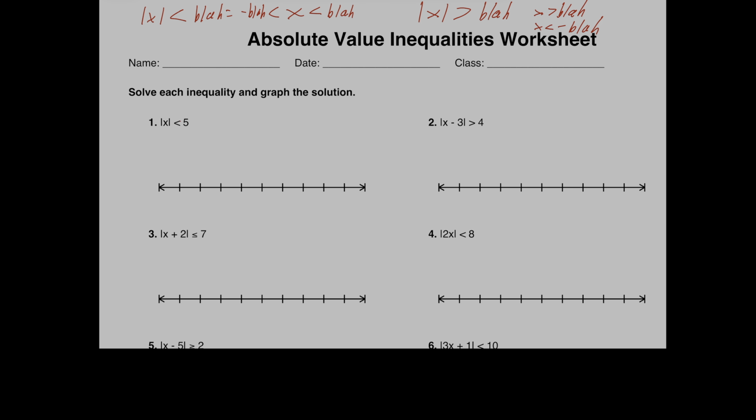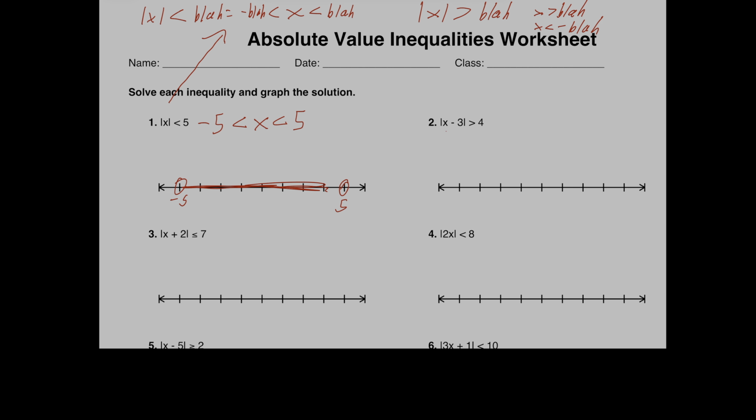Okay, so I have an absolute value of x, and it's a less than. Well, if it's a less than, it's going to fit this model. My blah is 5. So I'm going to write an x, and I'm going to go less than like this. And now, there's my blah, there's my negative blah. Guys, it's that simple. You just need to know how to plug it in. I'm just going to call this a negative 5. I don't think I have 10 numbers here. I'm going to call this 5, whether it really is or not. And then my answer is everything in between. Okay? And that would be my graph.